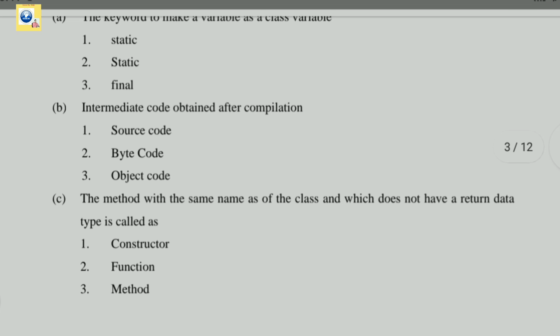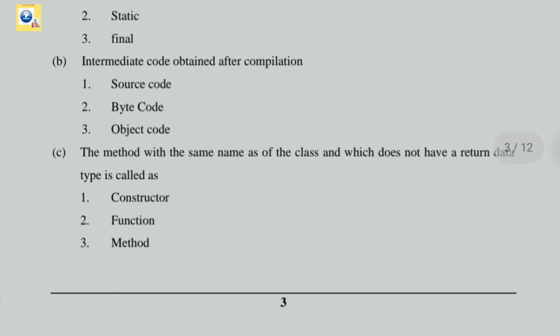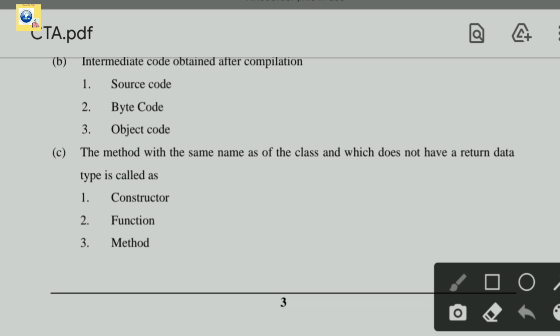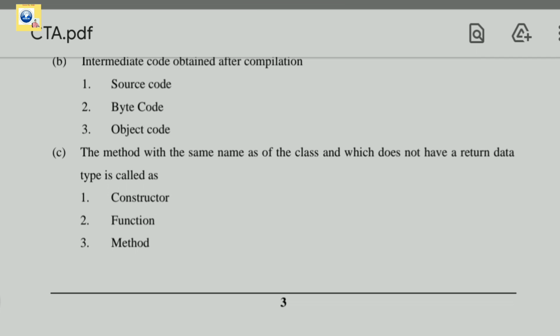Moving towards question number B, intermediate code obtained after compilation is known as, that is bytecode. We all know intermediate code is bytecode. Here let me tell you children, there are 3 steps. The code that we write is known as source code. The code which is compiled is called bytecode, and when it is converted from bytecode to machine code, that code is called object code.